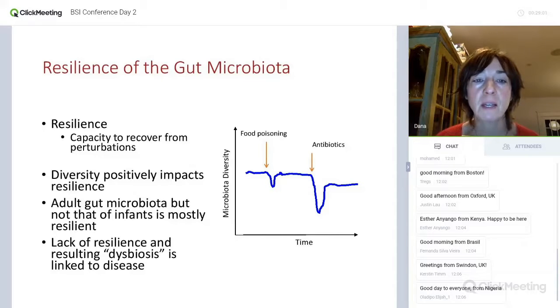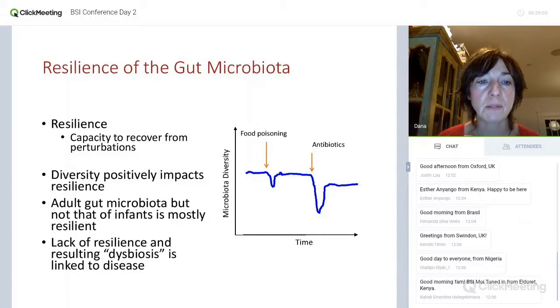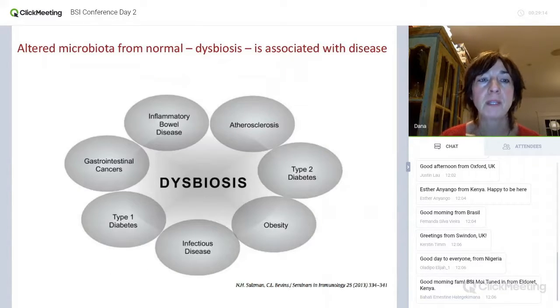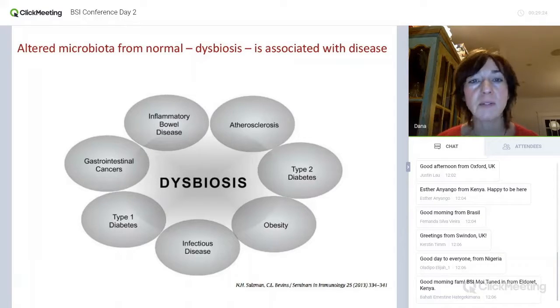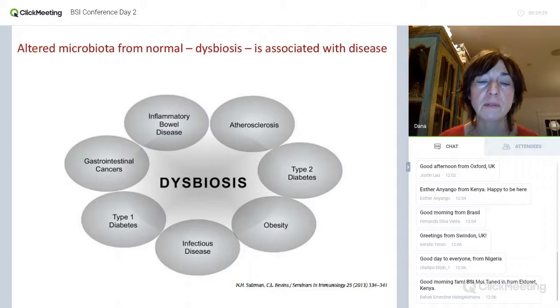And again, that reflects the diversity of the organisms that are found here. And lack of resilience and what we call dysbiosis is often linked to disease, and we'll discuss that on the next slide. So the dysbiosis is basically, the definition of that is an altered microbiota from its normal state. And over the past few years, many people have been studying how the gut microbiota is associated with different disease states.